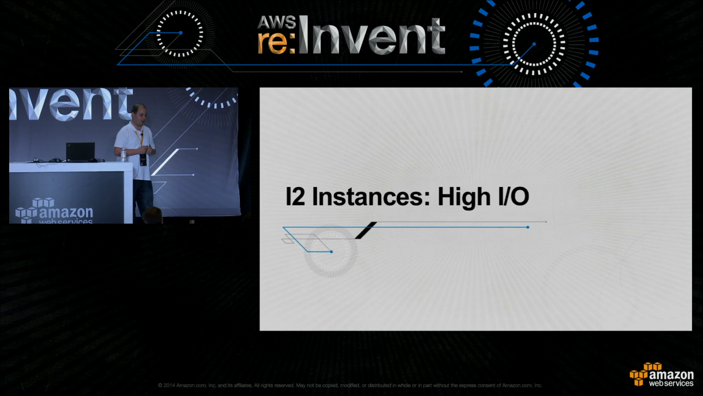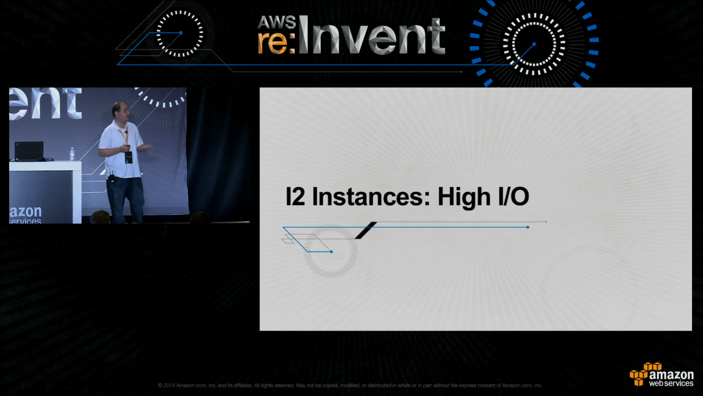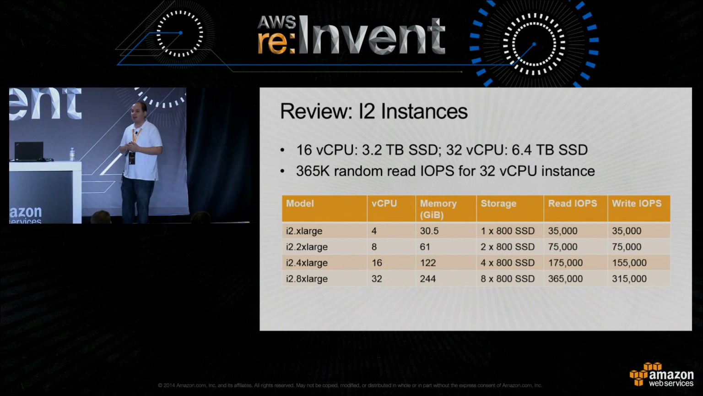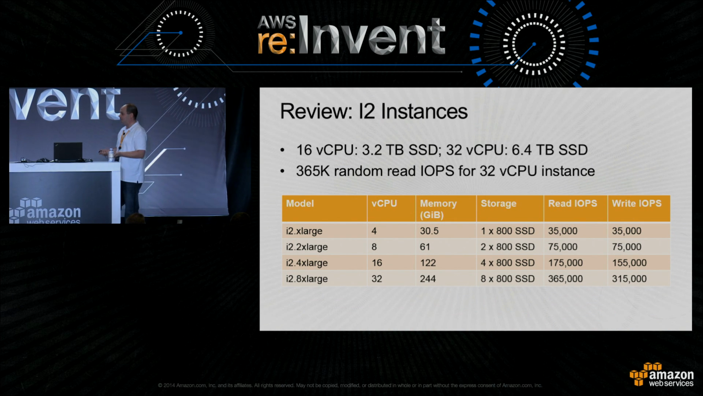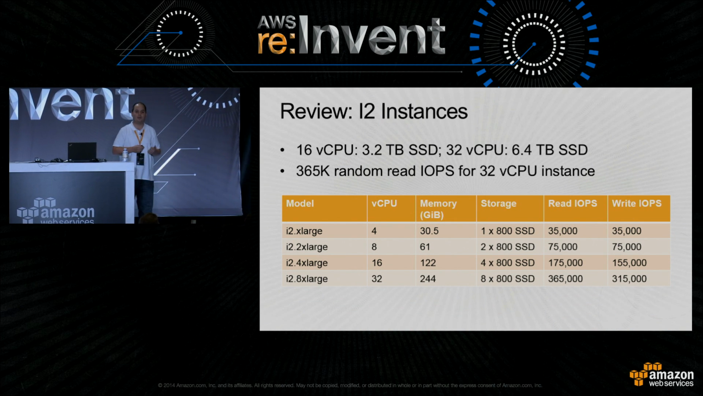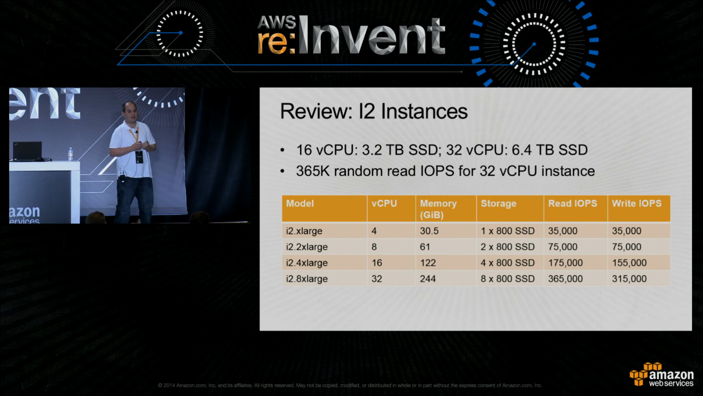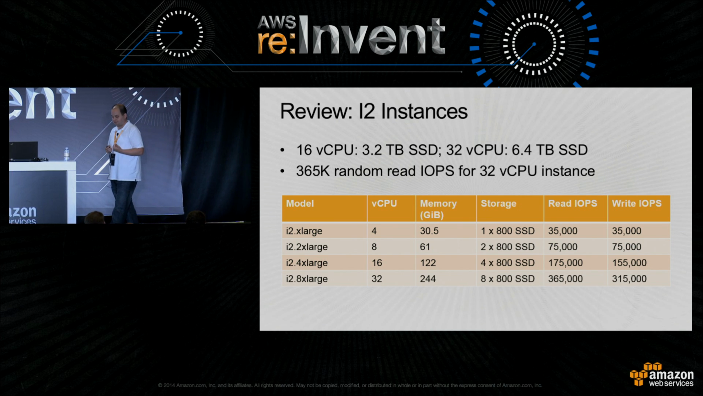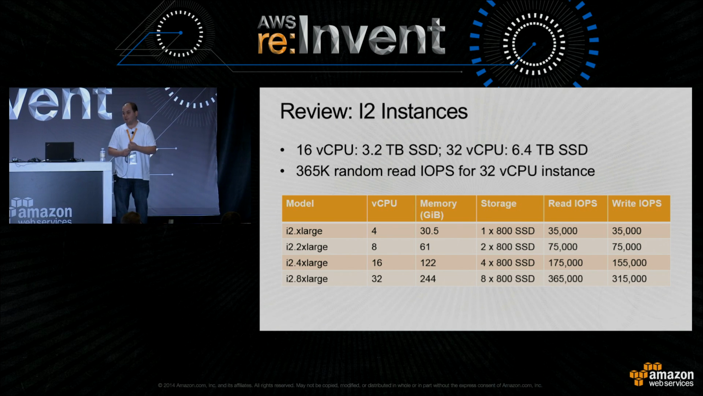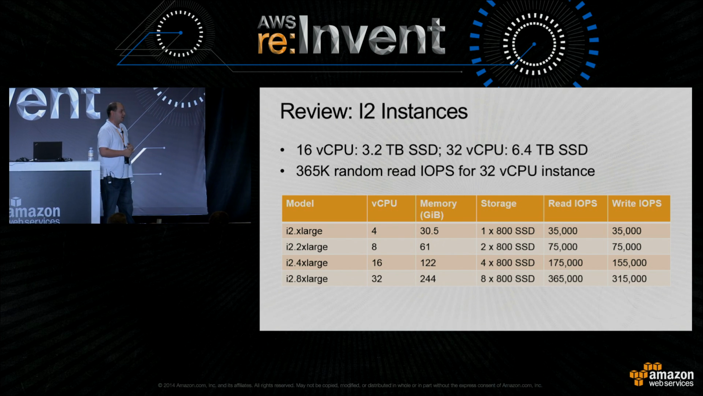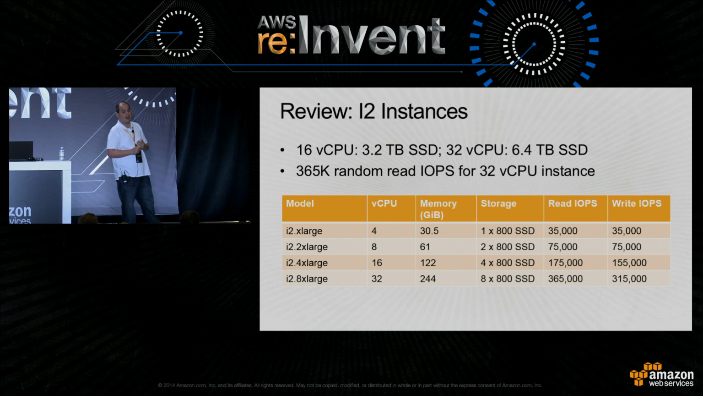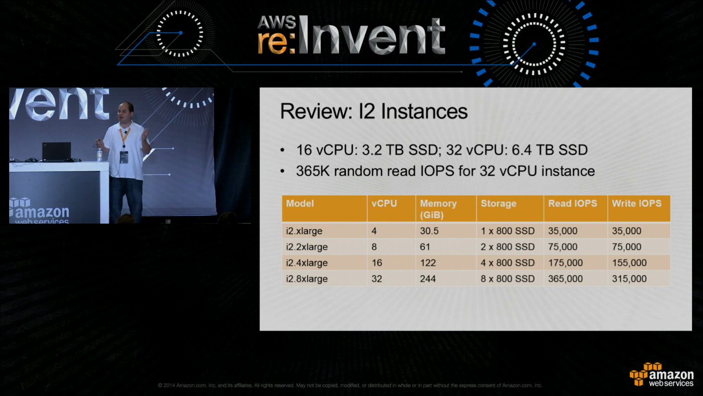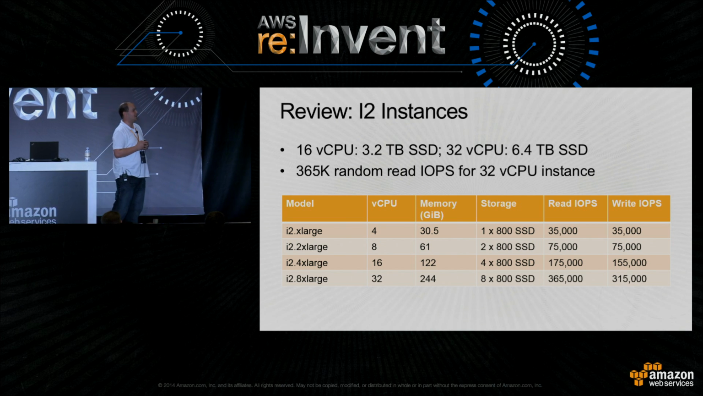On the other side of the spectrum, there's the I2 instance, which is also one of my favorite instance types. And this is our instance designed for high-performance databases, particularly NoSQL, or really any workload that requires really low latency disk access. So the largest I2 size, the 8xlarge, has 800 gigabyte SSDs attached to it and can drive 365,000 IOPS, which is an amount of I/O that every time I see it in an instance, it still excites me, even at this point in time.